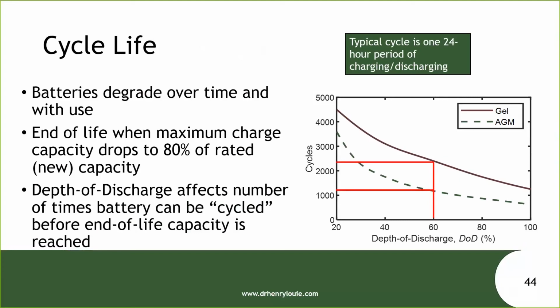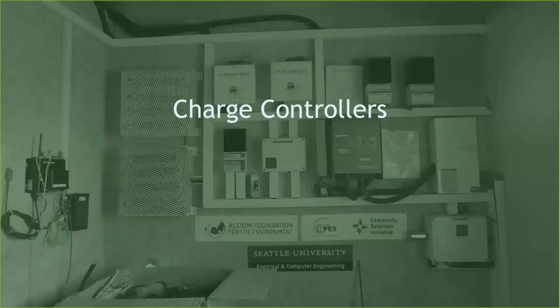So if we pick the AGM battery, we might get 1,100 or 1,200 cycles. If we pick the gel battery, maybe it would last 2,000 or 2,500. And then that would give us an estimate of how many years we can go before the battery would need to be replaced. So a lower depth of discharge, we get more life out of the battery, but of course you need a larger battery then to operate like that, or a smaller load.